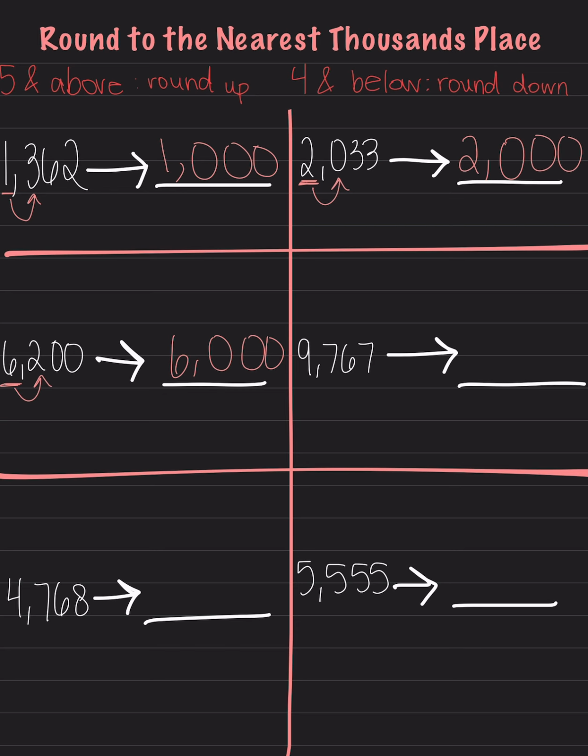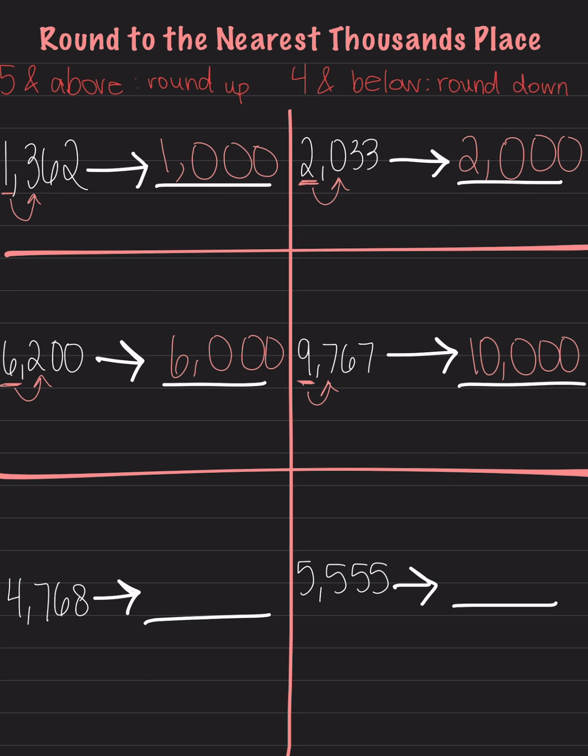Next, I have 9,767. I will look at my 9, which is in the thousands place. I will then look at its neighbor, which is 7. 7 falls under the 5 and above category, which means I round up. Rounding up means you add 1 to this number over here, which is 9 in this case. Adding 1 to the number 9 gives us 10. I will then add my commas, and these 3 numbers, as always, will remain zeros.